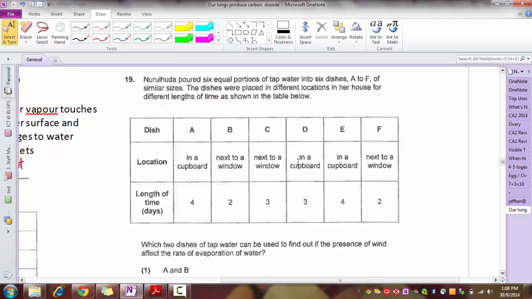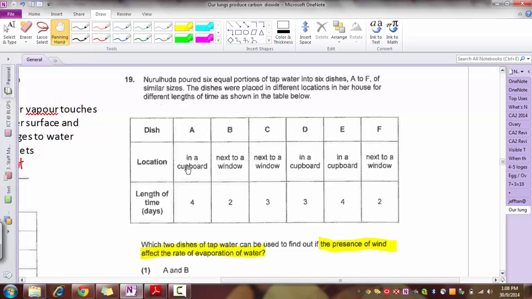Question 19. So this person poured 6 equal portions of tap water in 6 dishes, similar sizes. Dishes were placed in different locations for different lengths of time as shown in the table below. So the question is asking, I want to find out if the presence of wind affects the rate of evaporation. So presence of wind is the variable that I must change. So there are only 2 variables. One is location and length of time. And the dishes are all the same.